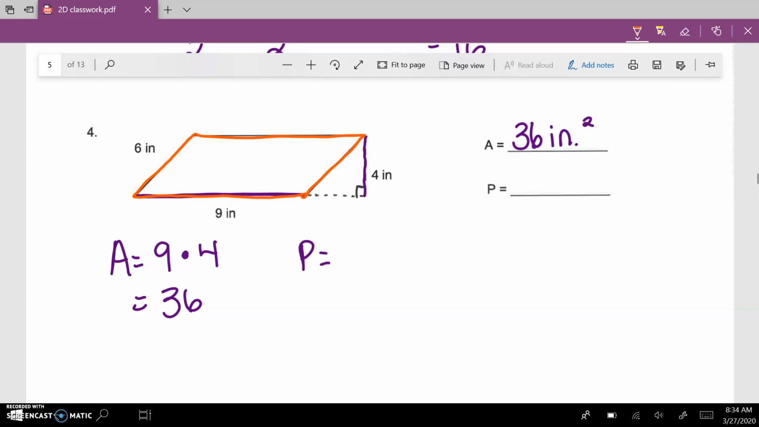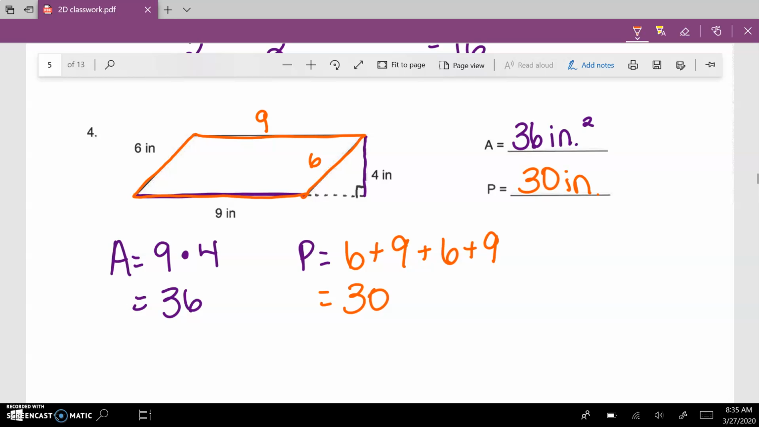Just like a rectangle, the opposite sides are the same length. So if this long side is 9, then this long side is 9. If this shorter side is 6, this shorter side is 6. So for my perimeter, you have to remember, guys, there's only 4 sides in a parallelogram. There are not 5 sides, so we can only have 4 numbers. So it would just be 6 plus 9 plus 6 plus 9. Our perimeter here would be 30, and it would just be 30 inches.